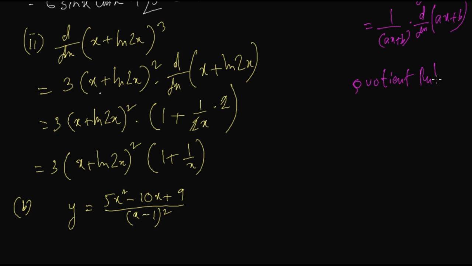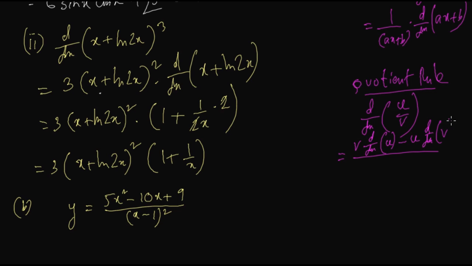Quotient rule for derivative is d by dx of u by v, which is: high ho, high low, high ho, so ho d high minus high d ho, divided by ho ho. That's the rule that we can use.